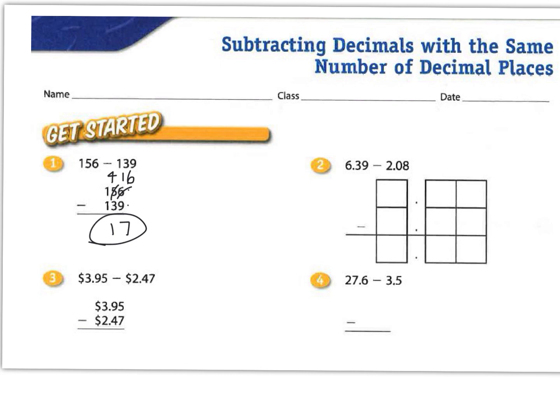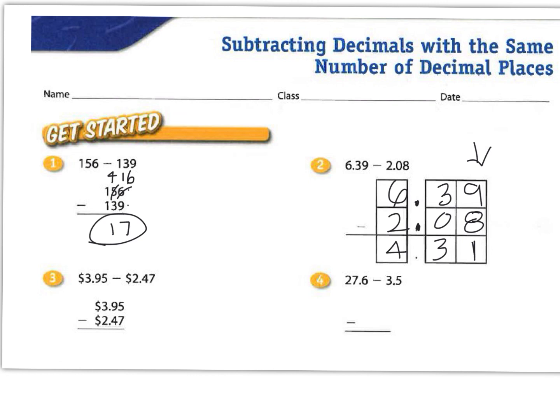Here we have 6 and 39 hundredths, and then 2 and 8 hundredths. When we line them up, notice again, just like with addition, the decimal places are lined up. Then we can start over in the farthest place value to the right. 9 minus 8 is 1, 3 minus 0 is 3, 6 minus 2 is 4.